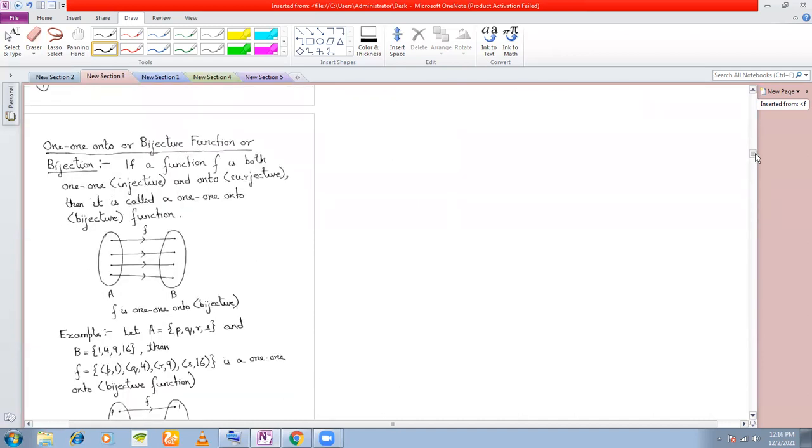Now we come to one-to-one onto or bijective function. Now you will require the definition of both one-to-one and onto function here. If you check whether a function is one-to-one, and then you check whether it is onto, and you find that the function is both one-to-one as well as onto, then we say that the function is one-to-one onto or bijective, or we simply say it is a bijection. And what does it mean in terms of this mapping, this diagram here?